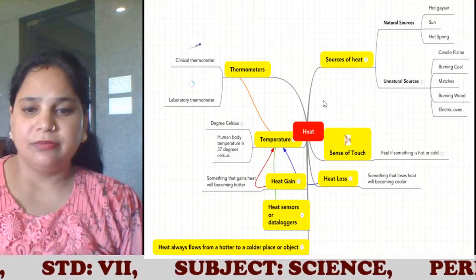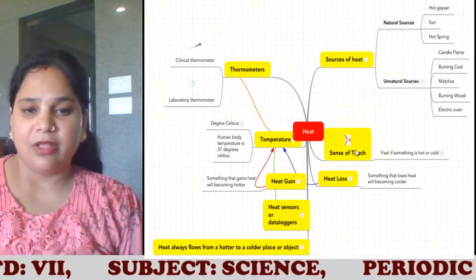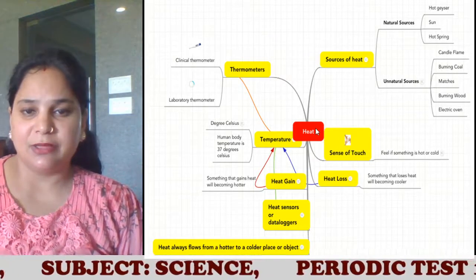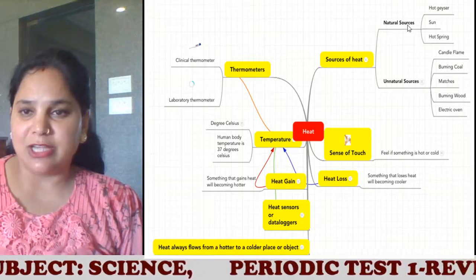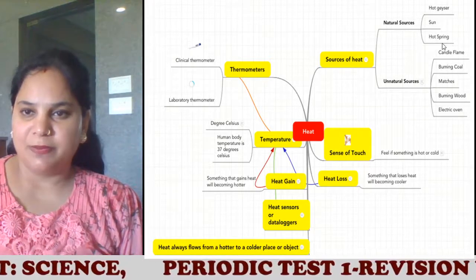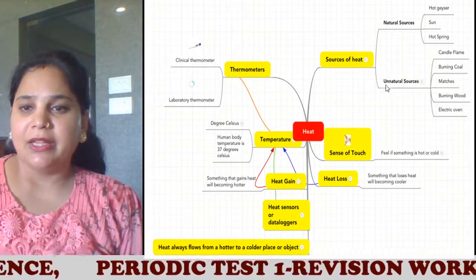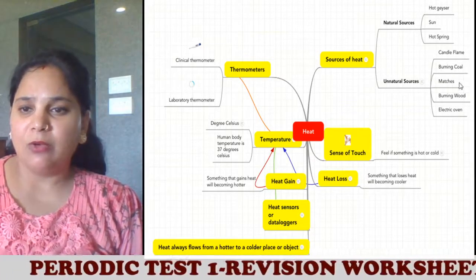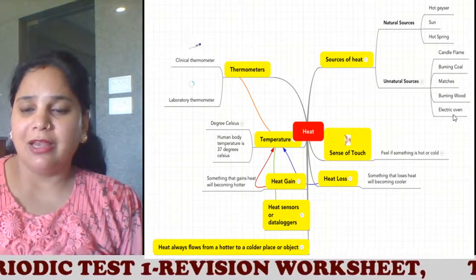Now heat. How do we come to know that the heat is there? From where do we get this heat? And how can we measure this heat? So the first is, heat has two sources. First is natural sources like the sun, hot spring, hot geyser. These are the naturally occurring sources of heat. Then we have unnatural sources of heat like candle flame, burning coal, matchboxes, matches, burning wood, electric oven.